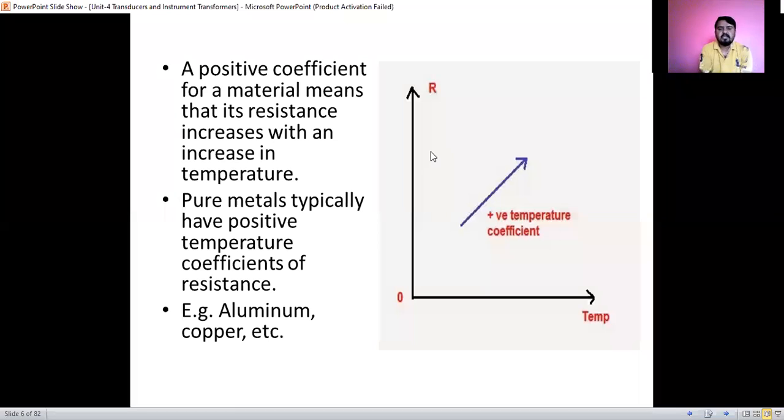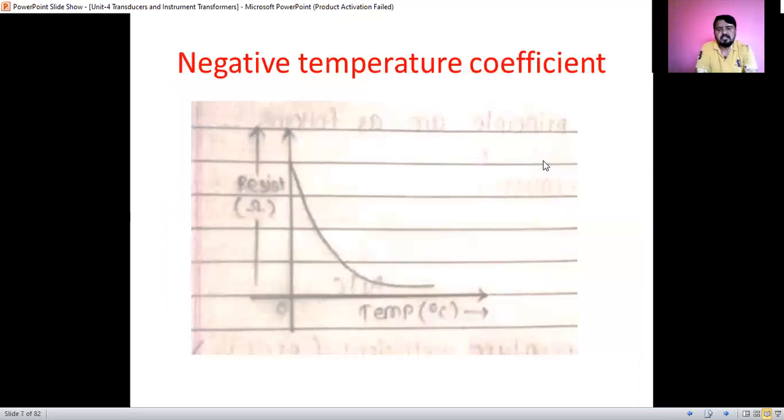Resistance increases means again it will reduce the current flow, no? So the performance of that material or metal or part is going to reduce. So that is called positive coefficient of temperature, positive temperature coefficient. Next we are going to discuss the negative temperature coefficient.